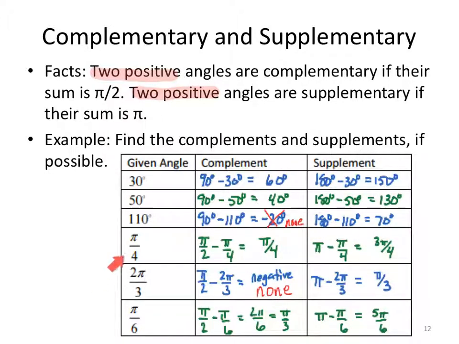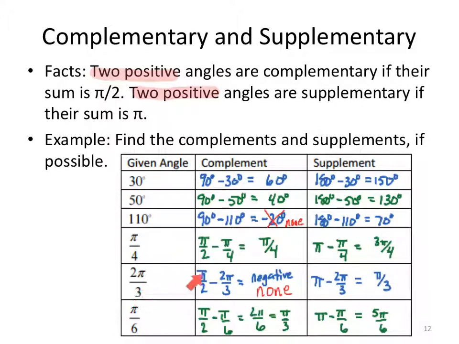Also in radians, pi over 4. Complementary angle, we'll do pi over 2 minus pi over 4, and 1/2 minus a quarter is a quarter. Supplementary angles, pi minus a quarter, that's 1 minus 1/4 is 3/4.